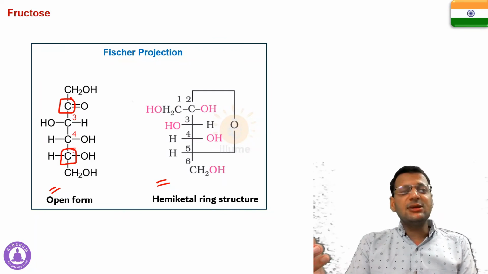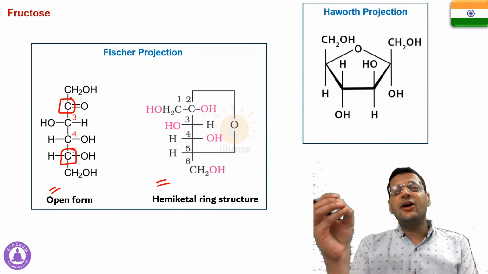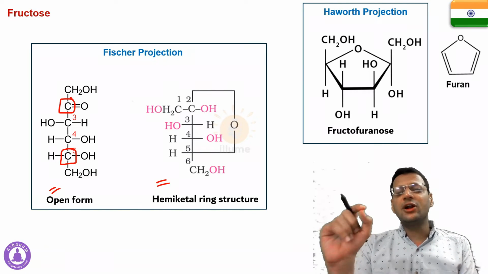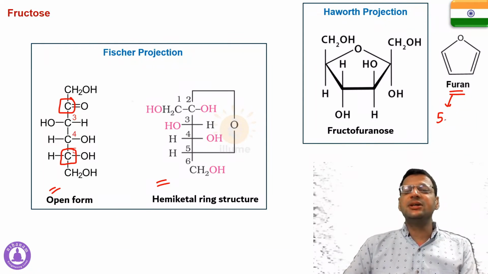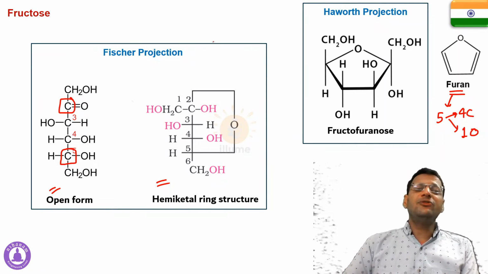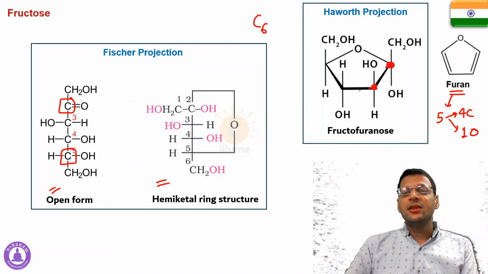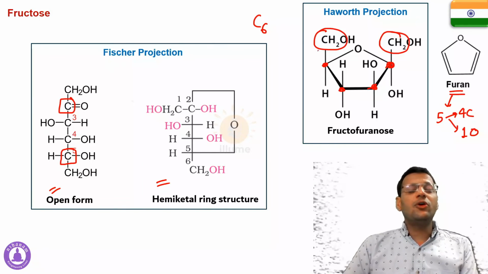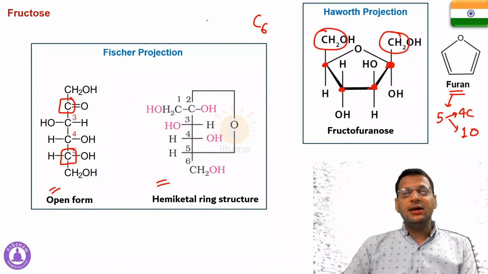Now let's discuss the cyclic form of fructose. This is the cyclic form and it is called the Haworth projection, and in the Haworth projection it consists of a furan ring. That's why it is called fructofuranose. Now this is a furan ring. A furan ring has 5 members in it with 4 carbon and 1 oxygen. That means out of the 6 carbon present in fructose, 4 carbon are inside the ring and 2 carbon are outside the ring. On the contrary, in glucose, 5 carbon are inside the ring and 1 carbon is outside the ring.